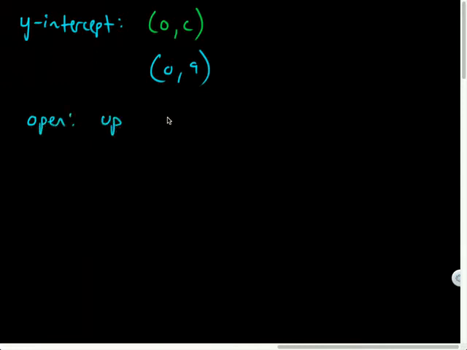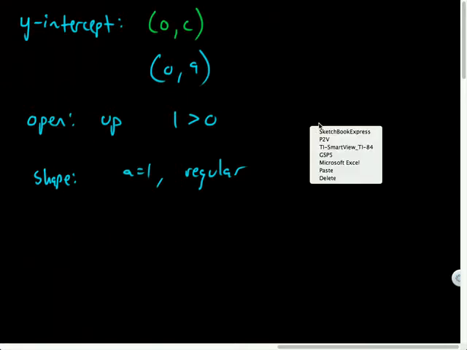Up, because 1 is greater than 0, right? The value of a, you mean? It's smiling. And is it a stretch or a smoosh? What does the shape of this look like? Well, a equals 1, so it's regular shaped. Regular, right? So let me graph this.